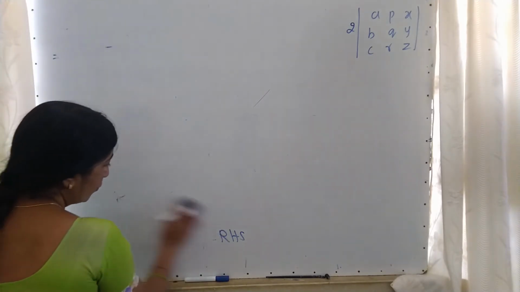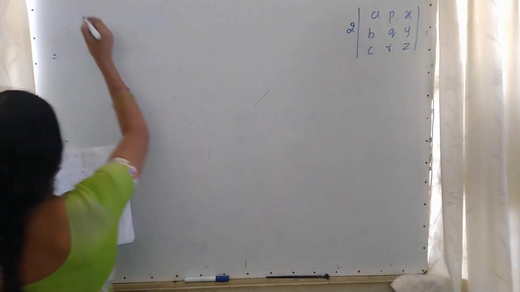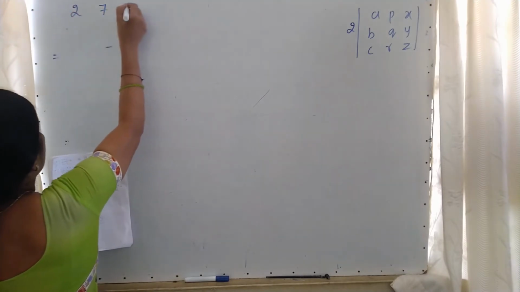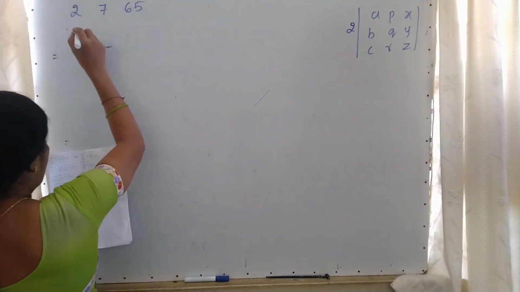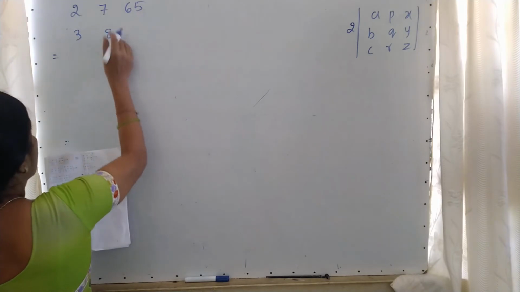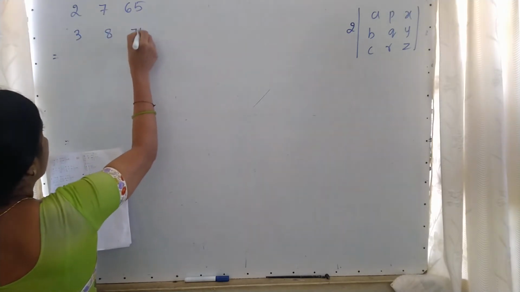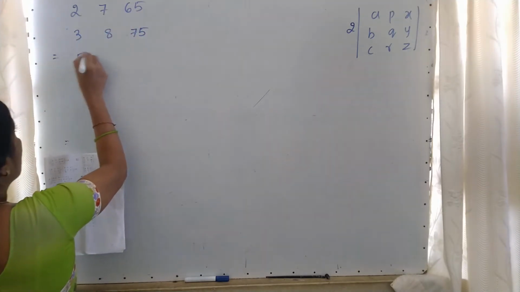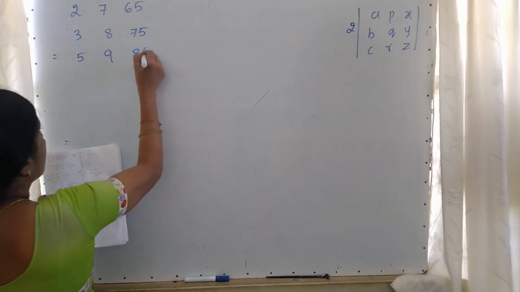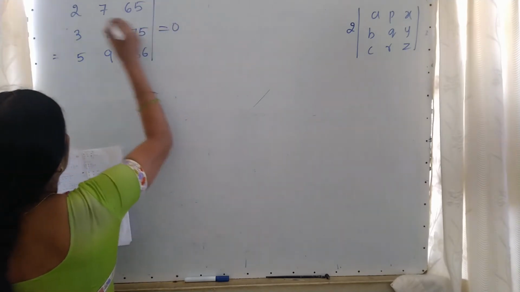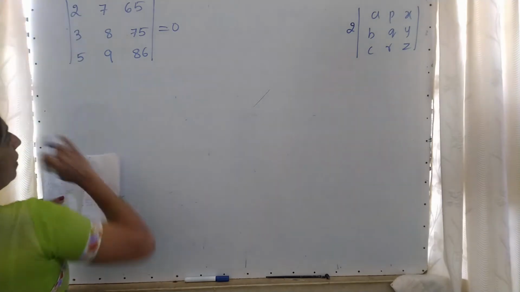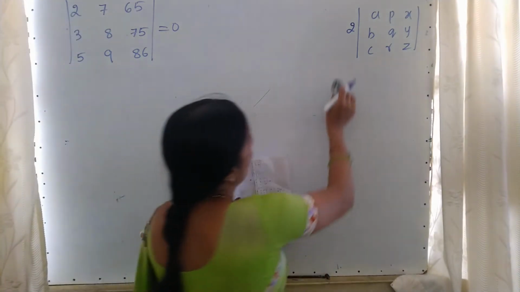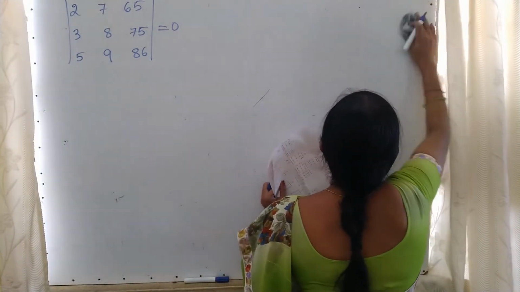I am writing that question. Prove that the determinant with rows 2, 7, 65; 3, 8, 75; 5, 9, 86 is equal to 0. This is the assignment question. Again, as usual, go for LHS. Write on the LHS.